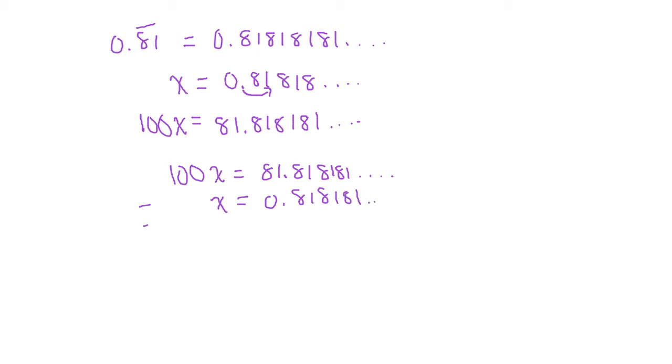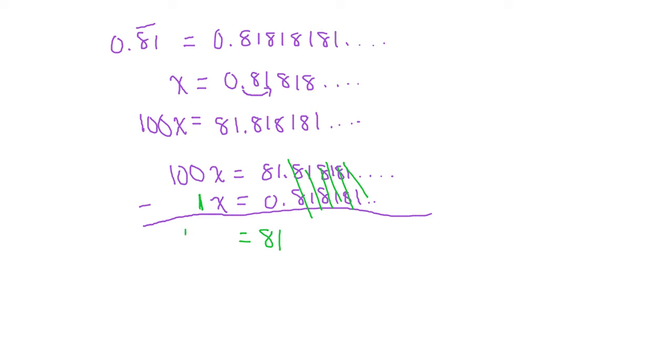Now, in subtracting these, what do we notice? Well, they subtract to 0. So all of the repeating part disappears. 81 minus 0 is 81. And remember there's a 1 here. So 100 minus 1 is 99x.